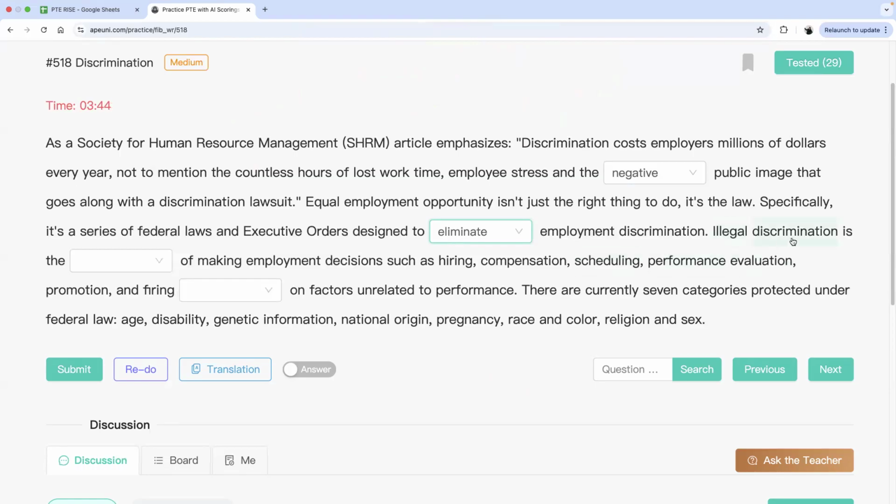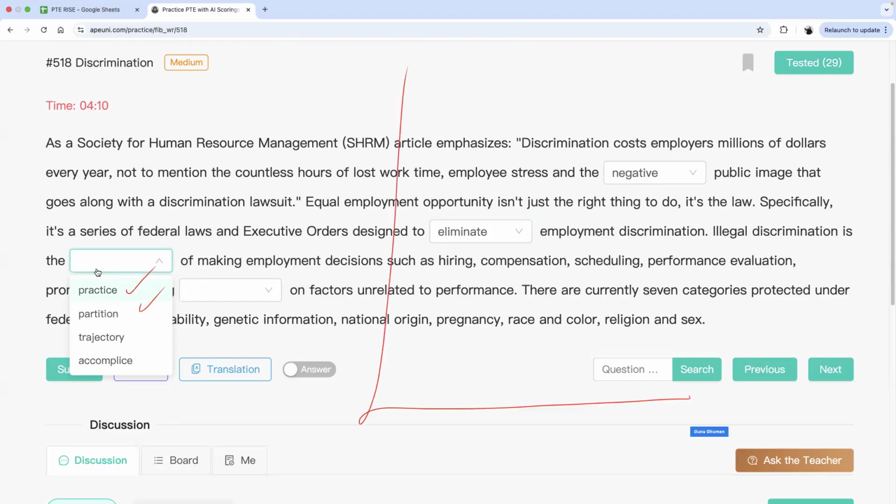Okay. Illegal discrimination is the dash of making employment decisions, such as hiring. Is the dash of making. Is the, I think it's practice. Practice. Okay, let's look at the words. Practice, partition. Do you know what these mean? Don't know? Okay. Trajectory. Trajectory is like a graph. This is called trajectory. It's a physics term, but it basically means this. Like a parabola. It's in physics.